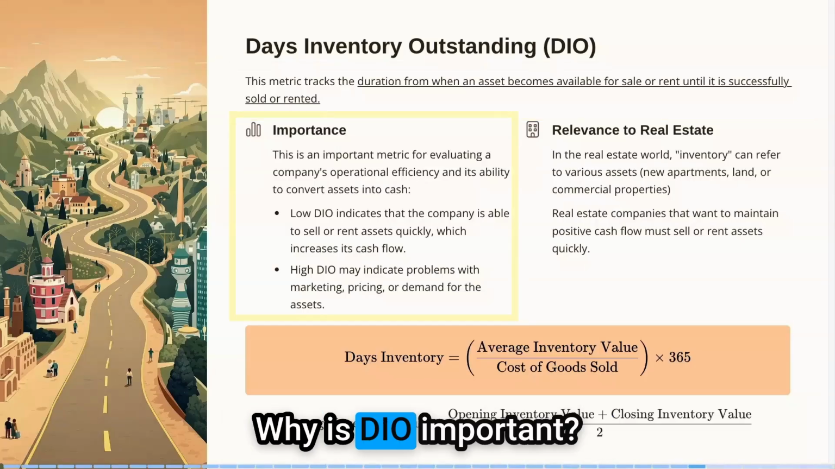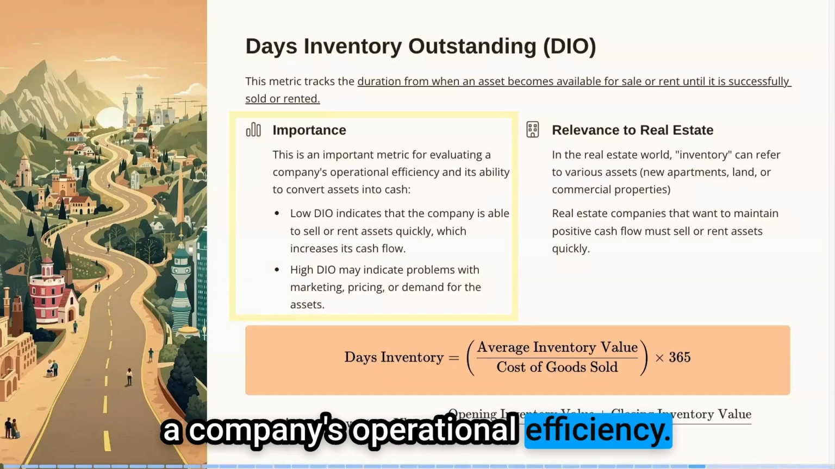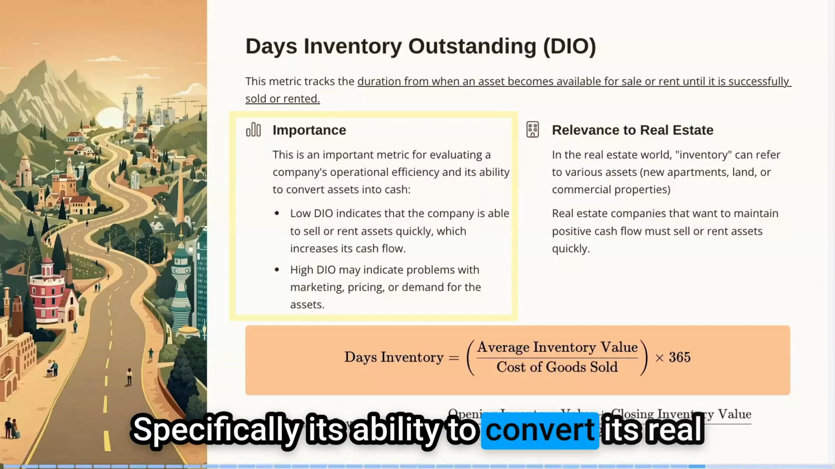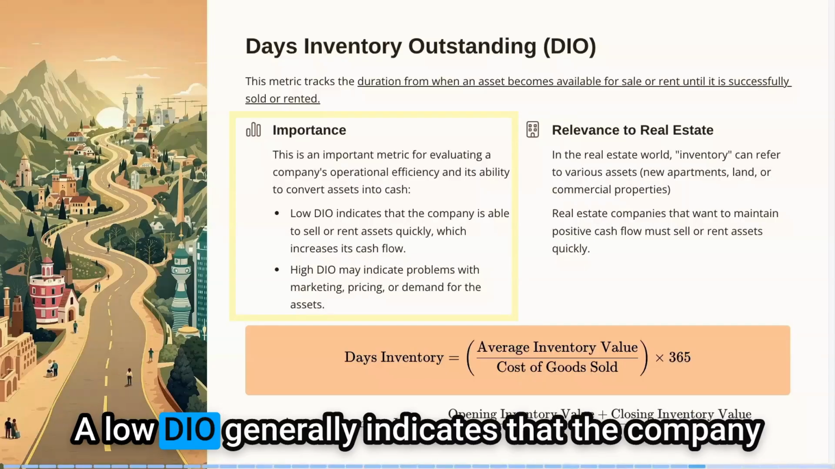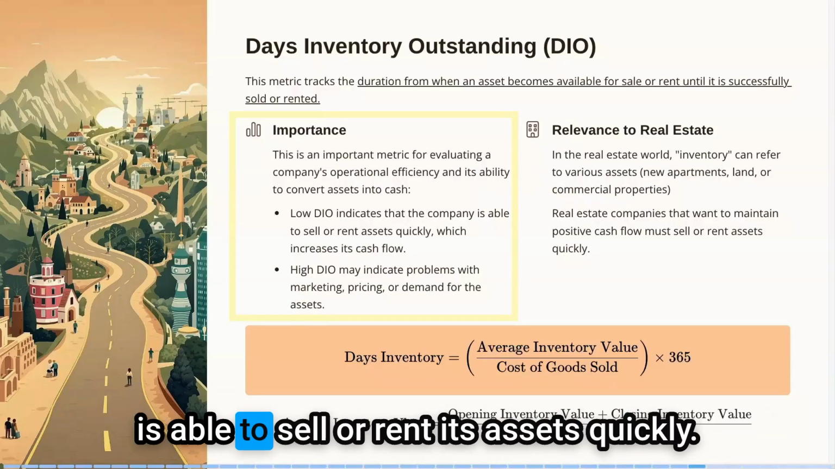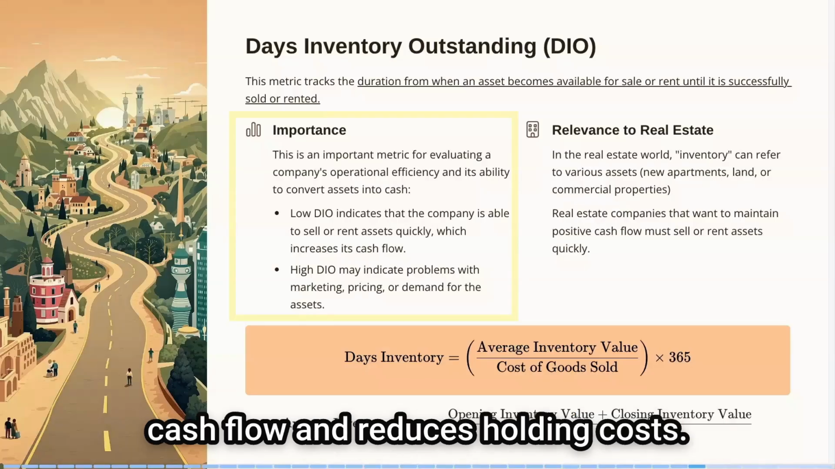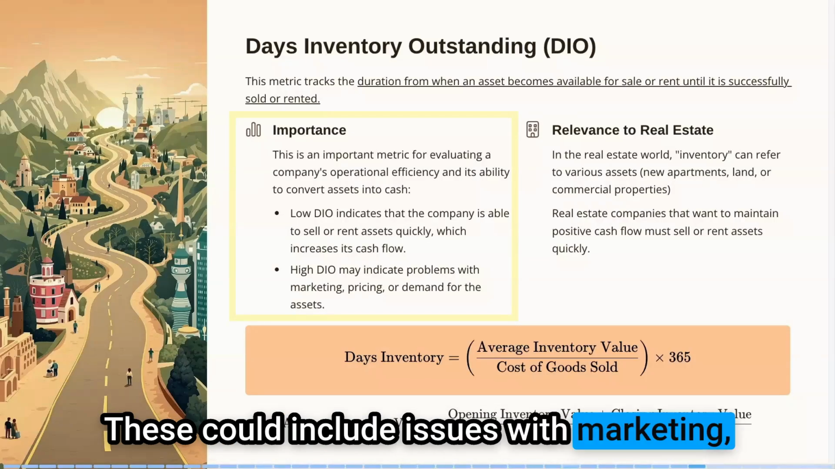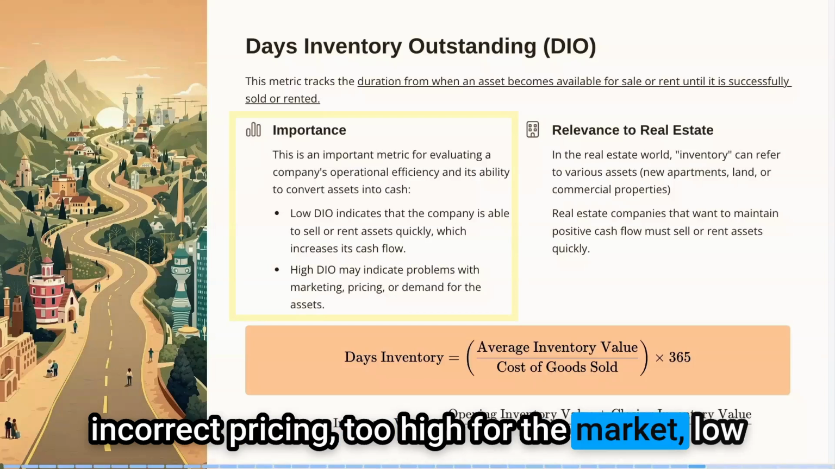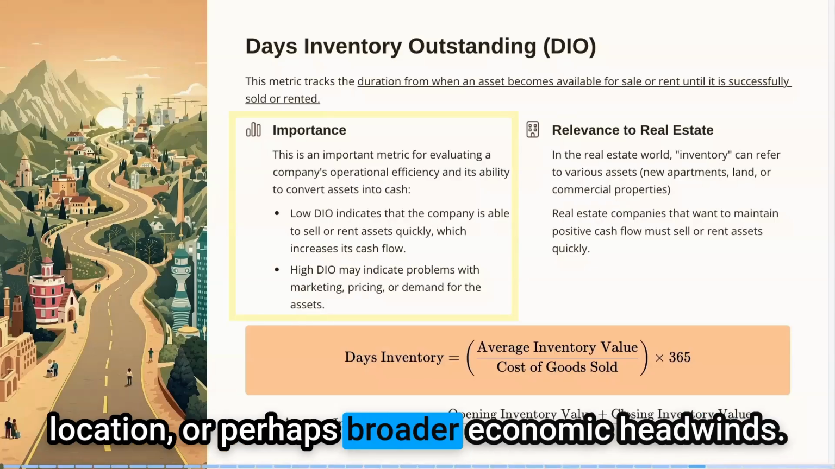Why is DIO important? DIO is an important metric for evaluating a company's operational efficiency, specifically its ability to convert its real estate assets, its inventory, into cash. A low DIO generally indicates that the company is able to sell or rent its assets quickly. This is usually a good sign, as it increases cash flow and reduces holding costs. A high DIO might indicate problems. These could include issues with marketing, incorrect pricing, too high for the market, low demand for the specific type of asset or in that location, or perhaps broader economic headwinds.